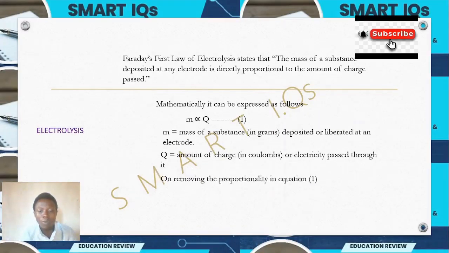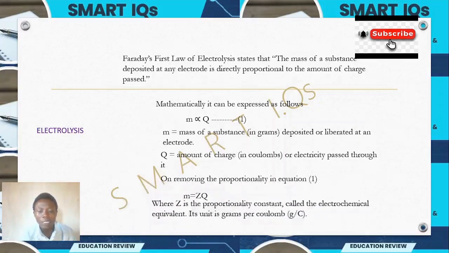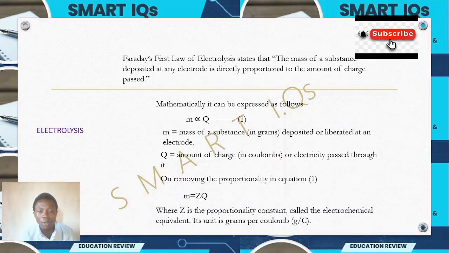So when we remove the proportionality sign and introduce the constant of proportionality, what are we going to get? We have m, the mass, equals Z multiplied by Q. Are we together? Where Z is a proportionality constant, which is equivalent to the electrochemical equivalent, and the unit is gram per coulomb.